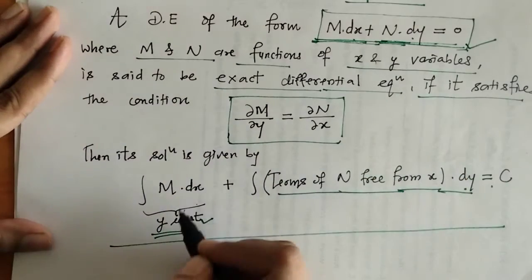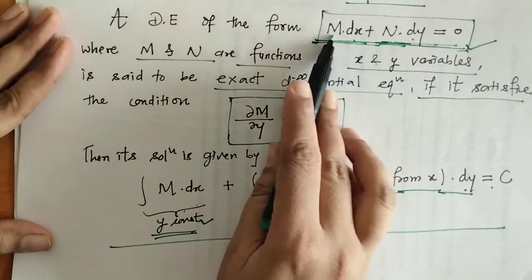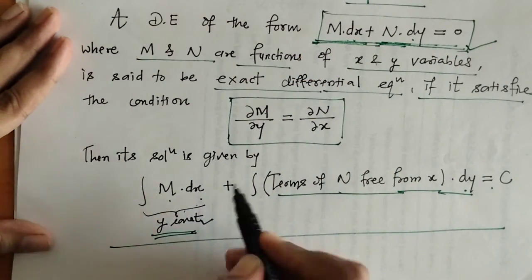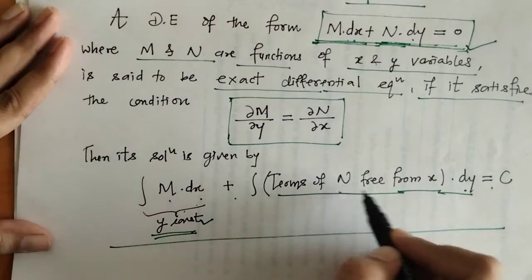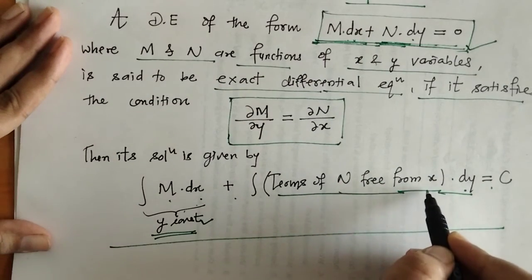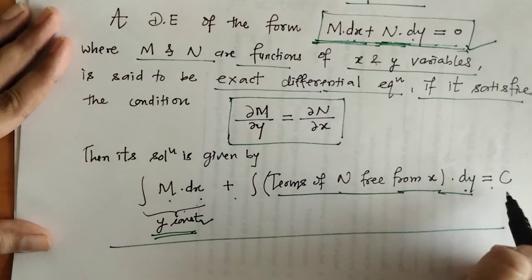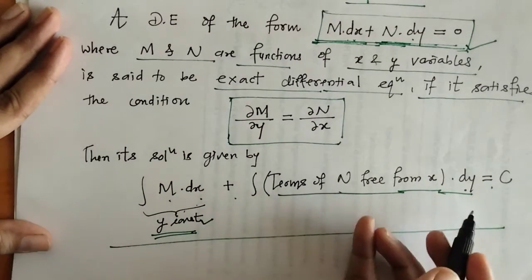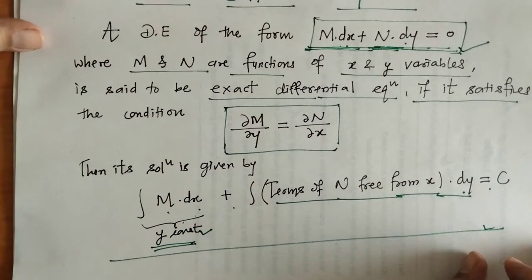So what is the solution? Here we have the integration of M with respect to x plus the integration of terms of N which are free from x, integrated with respect to y, equal to c. So this is the required solution for an exact differential equation. Now let's have a look at some examples.